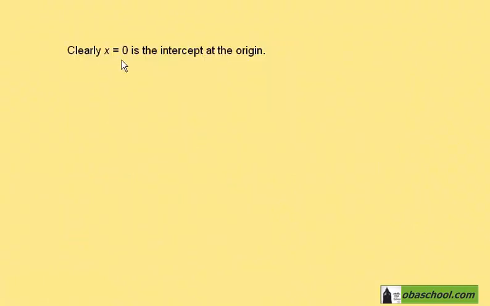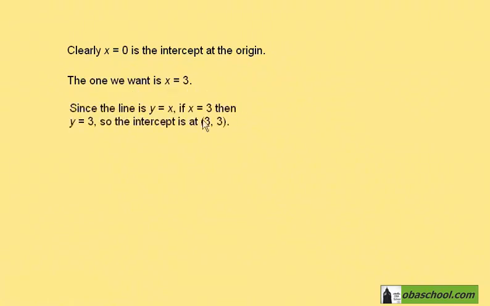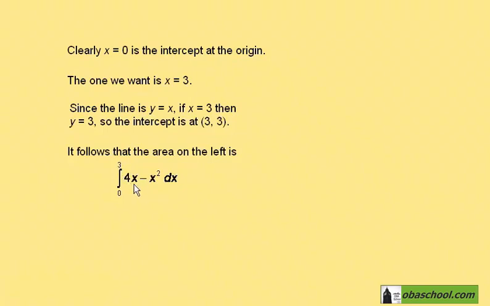Clearly, x equals 0 is the intercept at the origin. The one we want is x equals 3. Since the line is y equals x, if x equals 3, then y equals 3, so the intercept is at the point (3, 3). It follows the area on the left is the integral from 0 to 3 of 4x minus x squared.